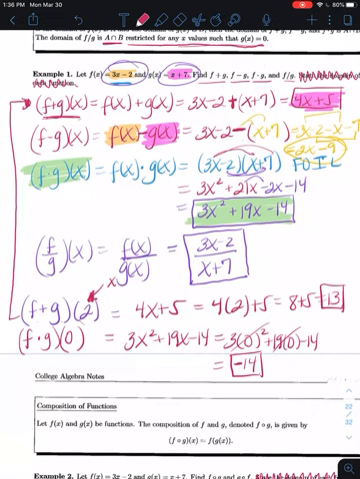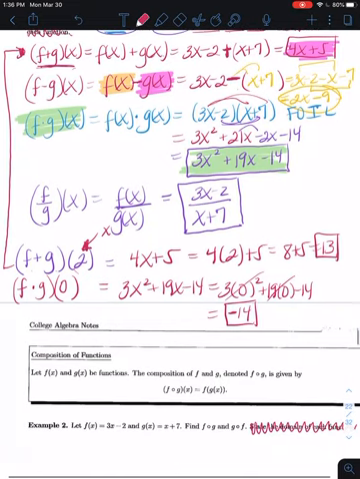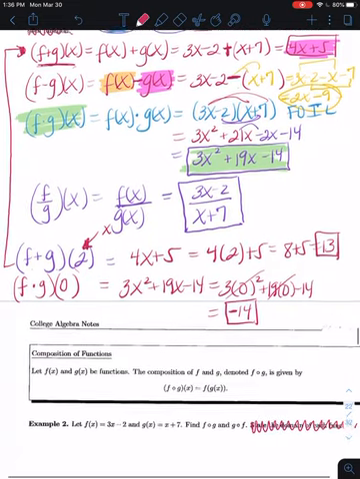So again, that's how you would go about doing problems that have a number in the parentheses. You would do the operation first, and then you would substitute x in for whatever number they give you.